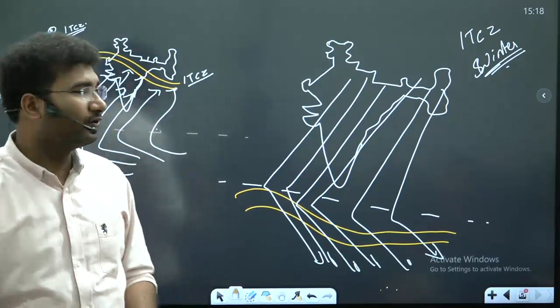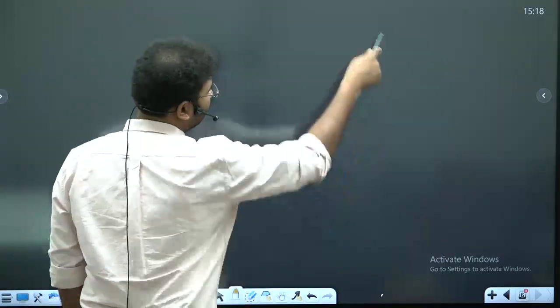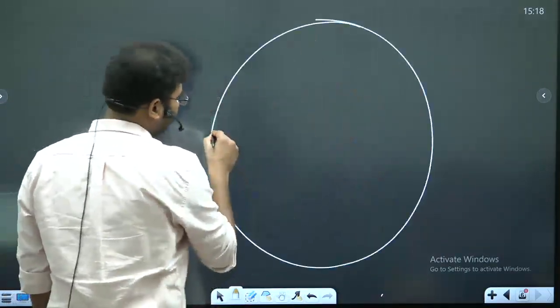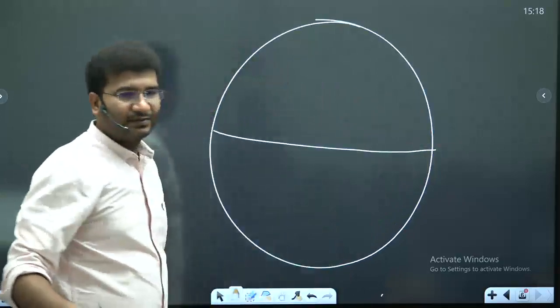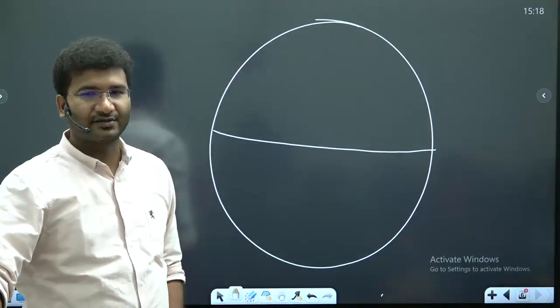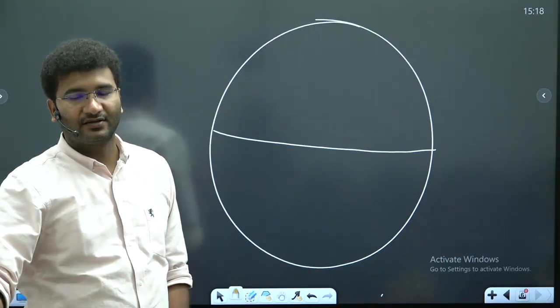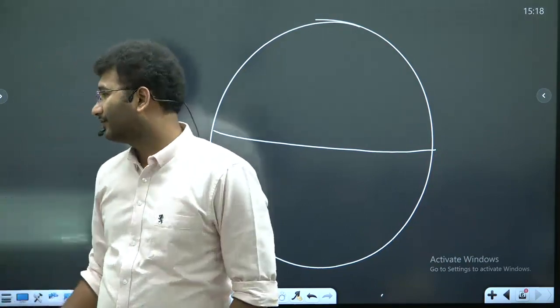So before that, you also need to have an idea of the Walker cell and the Hadley cell. So can you please draw the wind pattern in your book? Yes, the tricellular circulation. The tricellular circulation pattern in the book.